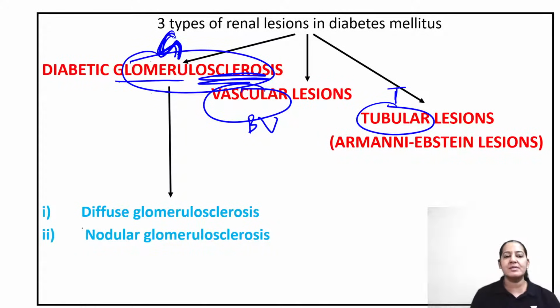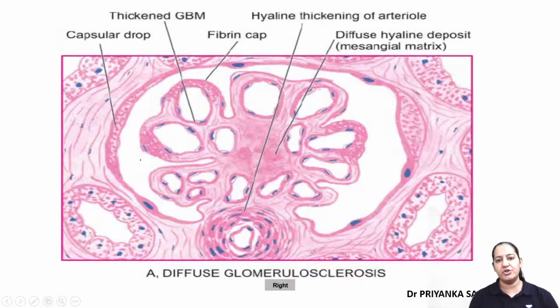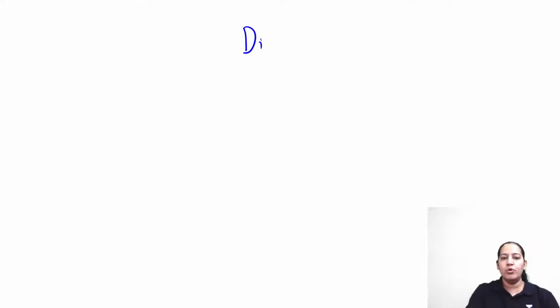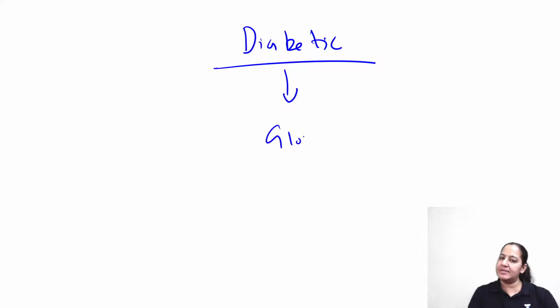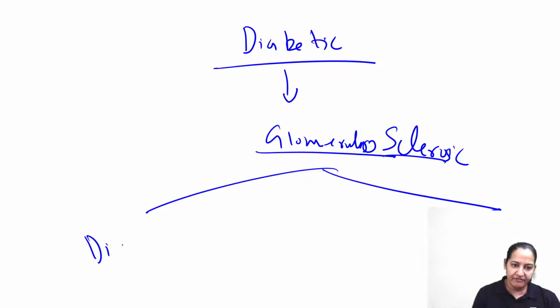Diabetic glomerulosclerosis is of two types, diffuse and nodular. Now listen, diffuse and nodular. I will show you the diagram. What I am teaching you is diabetic nephropathy. Here, involvement of the glomerulus occurs. Let me talk about the glomerulus. Glomerulonephritis does not occur, glomerulosclerosis occurs. That is the first thing, and it is of two types. The first one is the diffuse and the second one is the nodular.